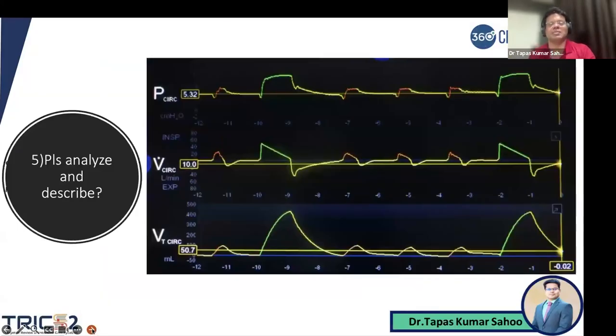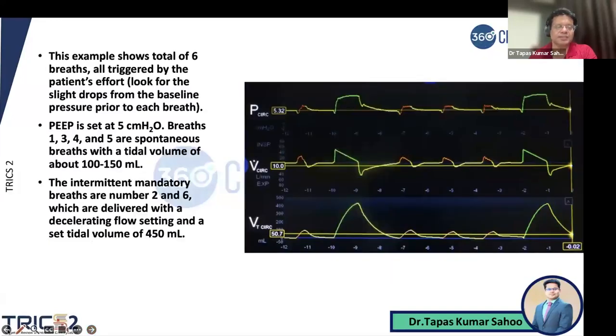Question number 5. Please analyze and describe what is happening here. Any smart answers here? What is happening? Anyone? Please wear your thinking hats, though it is not appropriate at this time. But yes, what is happening?